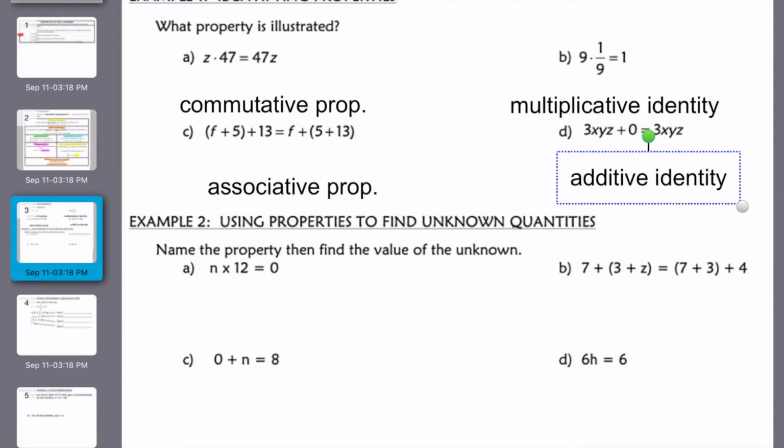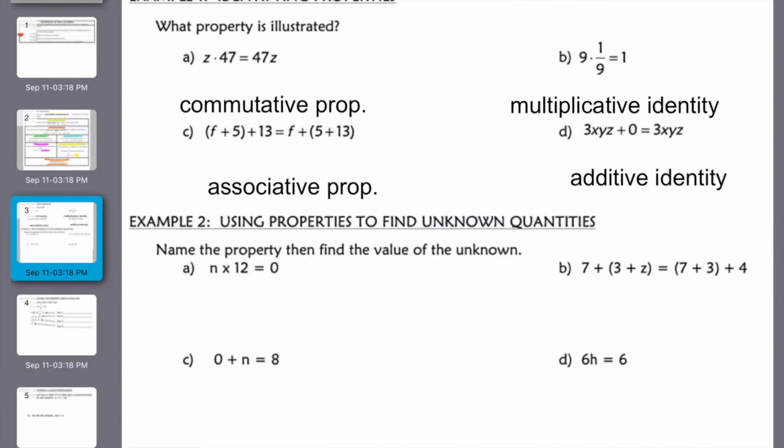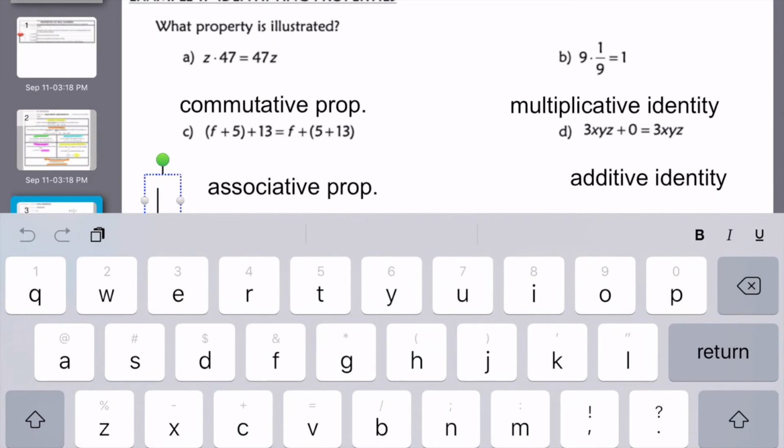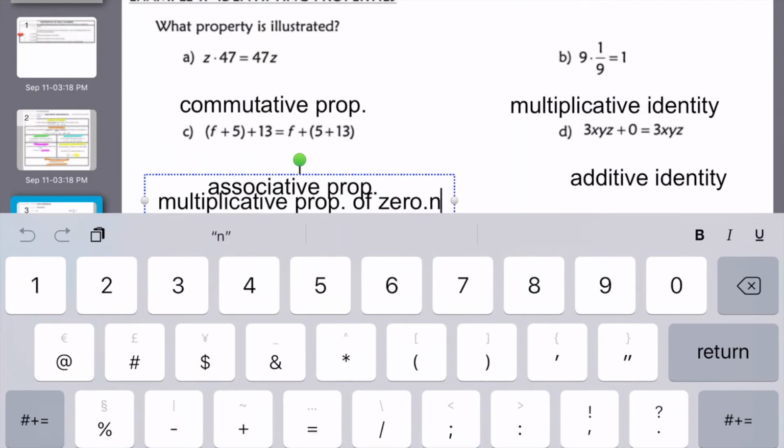On to example 2. Name the property, then find the value of the unknown. N times 12 equals 0. So I need to think about what times 12 is going to give me 0. In this case, it has to be 0. So this is an example of, wow, that is up high. Let's put it there. We'll move it down. The multiplicative prop of 0. And then, of course, n equals 0.